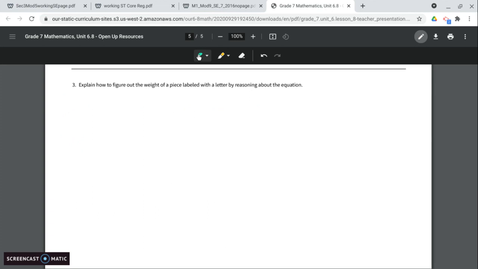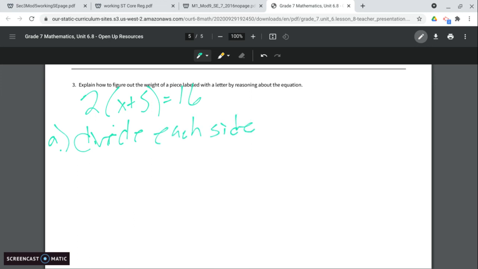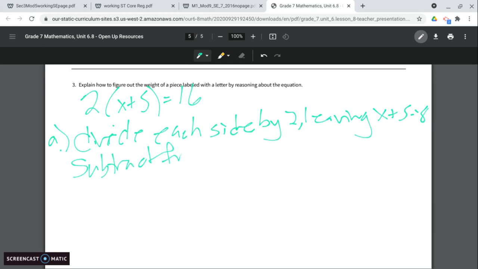So reasoning about the equation, if we had, let's say we're doing the 2 times x plus 5 equals 16, we'd divide, option A, divide each side by 2, leaving x plus 5 equals 8, subtract 5 from each side, leaving x equals 3. Now, option B, because there are 2 ways to do this.